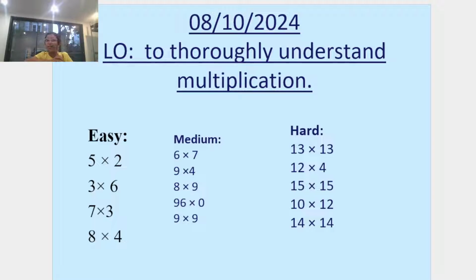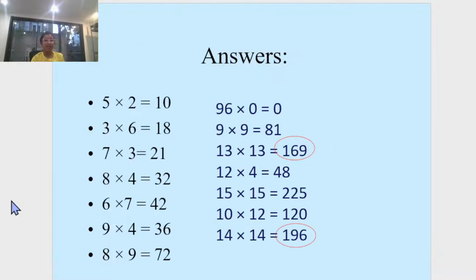So the starter is to get your brain warmed up like always, and today we have an easy, medium, and hard. You can choose which one to do, or you can do all three. But I'm going to share the answers now. 5 times 2 is 10, 3 times 6 is 18, 7 times 3 is 21, and 8 times 4 is 32. That is the easy section.